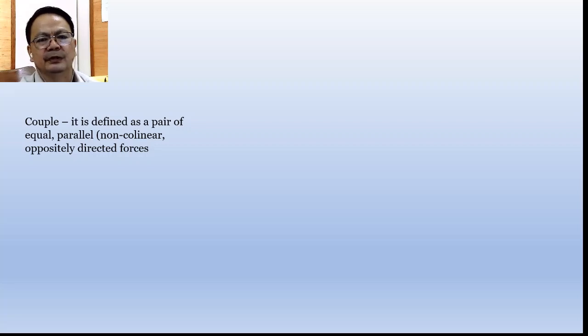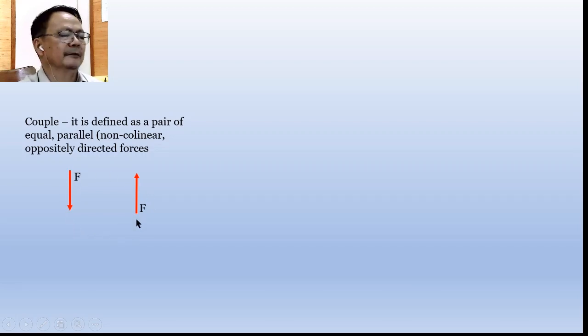According to some authors of the books, couple is defined as a pair of equal, parallel, non-collinear, oppositely directed forces. So when we have a pair of forces as shown in this illustration, for example, we have here a force that is directed downward, and somewhere here I have another force that is directed upward, in which their directions are parallel. They are equal in magnitude, and they are oppositely directed. Then we call this a couple.